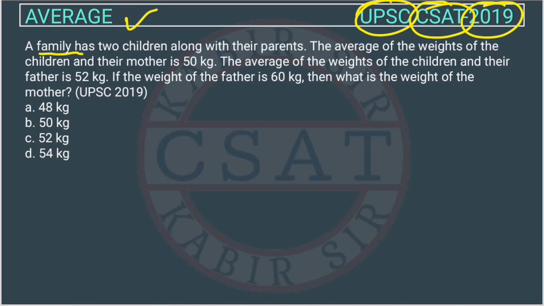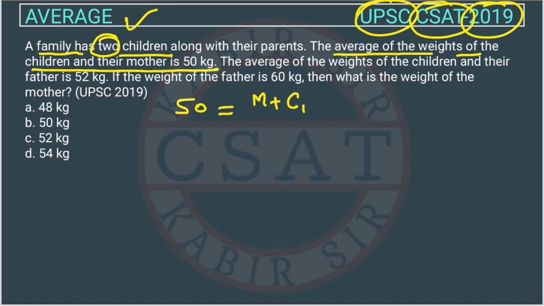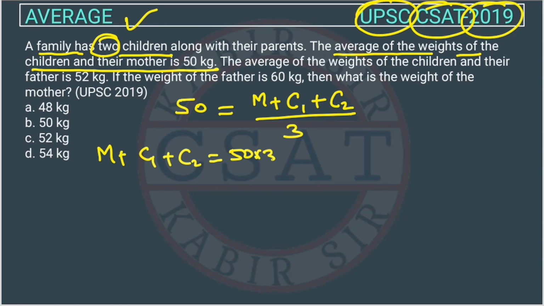So a family has 2 children along with their parents. The average of the weight of the children and their mother is 50 kg, right? So what is given? The average. We know from the formula, average is equal to the weight of mother. Suppose this is weight of mother M, and the weight of children, there are 2 children, so let's assume C1 and C2 is their weight, upon 3, right? So it will become M plus C1 plus C2 is equal to 50 into 3. So it will be 150, right?